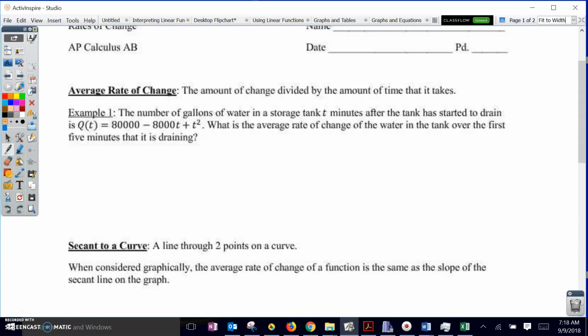Okay everybody, welcome back. In this video we're going to work our way through the examples from the rates of change lesson. We'll start here with example 1. In example 1, the number of gallons of water in a storage tank t minutes after the tank has started to drain is Q of t equals 80,000 minus 8,000 t plus t squared. We want to find the average rate of change of the water in the tank over the first 5 minutes that it's draining.